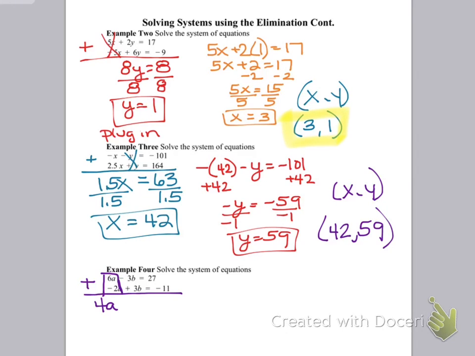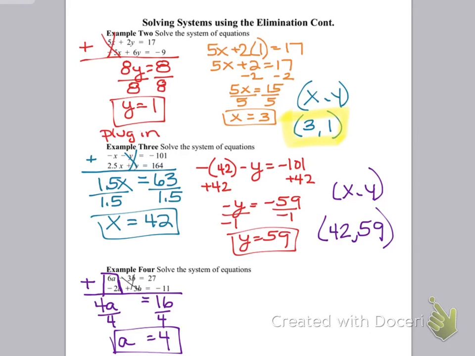What do you notice about the B's? You've got negative 3 plus 3. Those are going to cancel out. Drop down that equal sign, and 27 minus 11 gives me 16. So right now I've got 4a equals 16. Divide by 4 on both sides. A equals 4. Remember, I don't stop there.